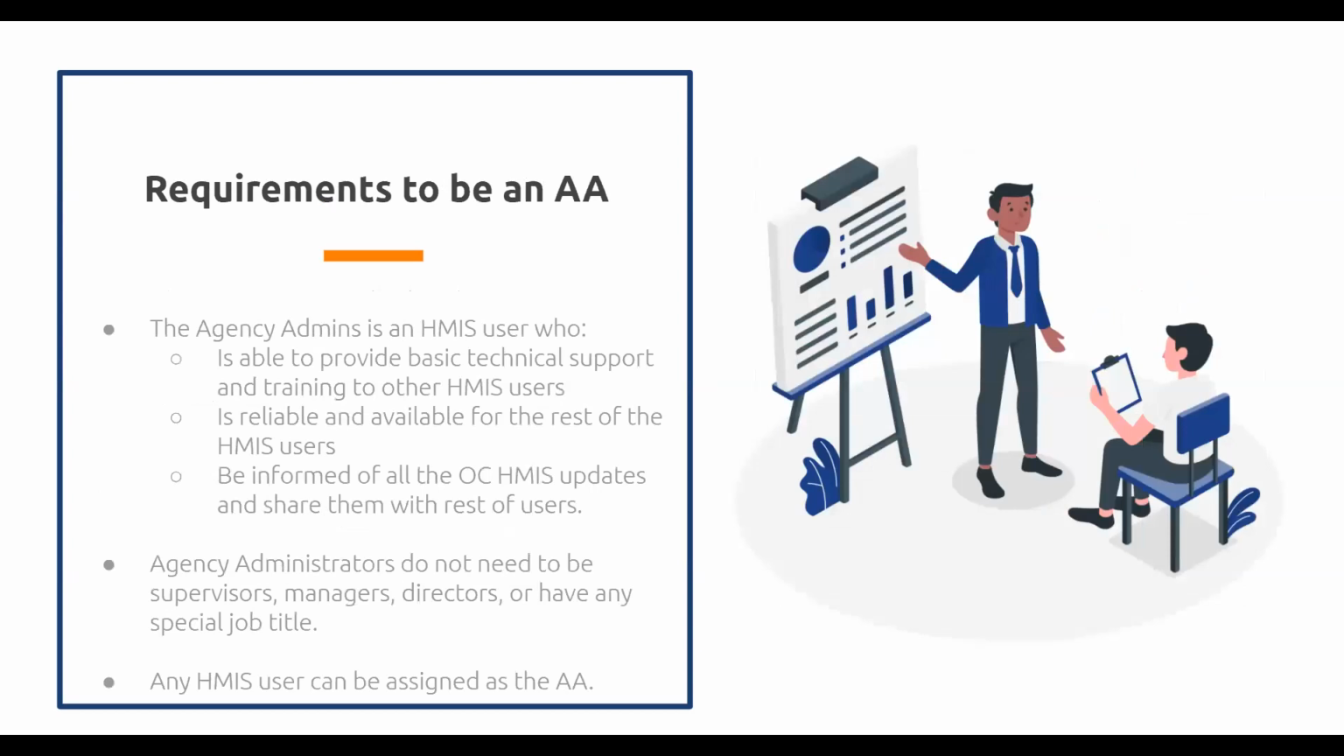The agency admin provides technical support and troubleshoots common errors, as well as being available to support the HMIS users at your agency. The agency admin is also responsible for informing the team about any OC HMIS updates, such as meetings and trainings. The agency admin does not need to hold a leadership position or any special title. We recommend assigning the agency admin role to someone who is familiar with your agency data. As mentioned, it's recommended to have a main agency admin and a backup.